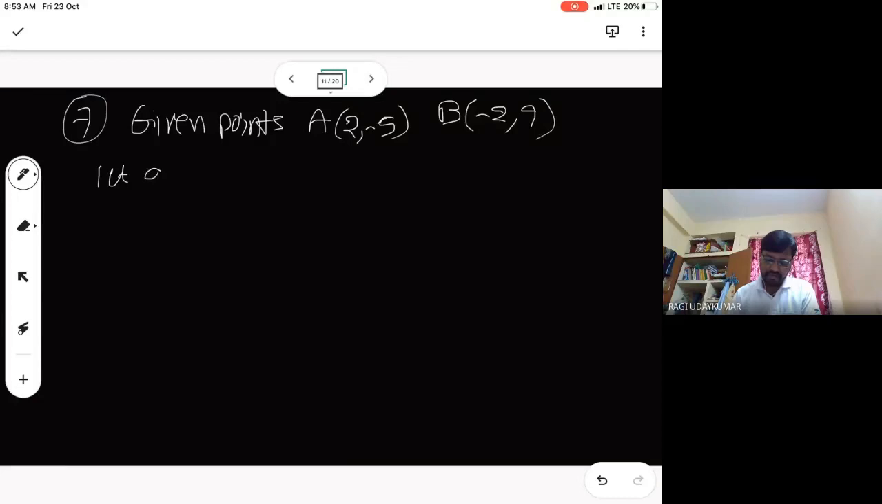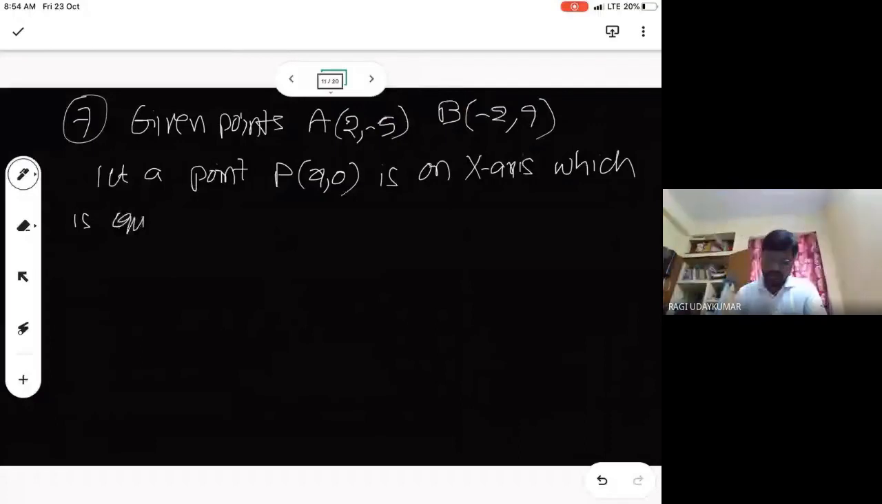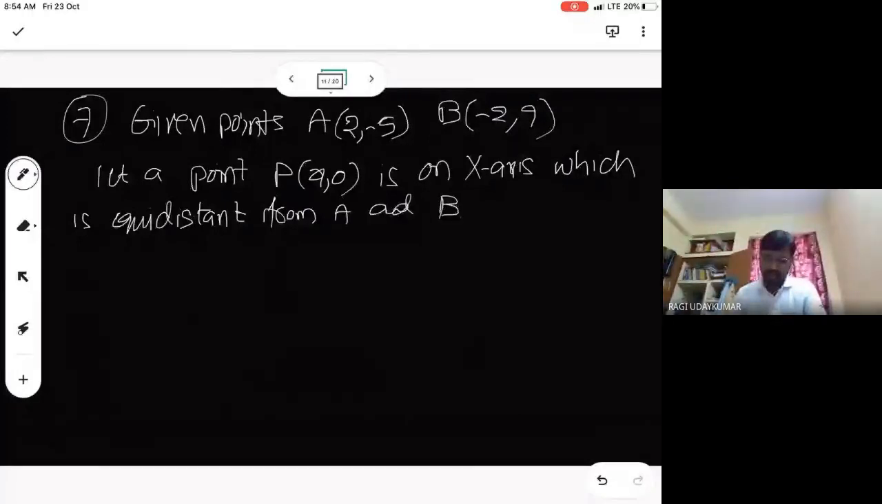Let a point P. x-axis में कैसे होगा point? Y coordinate 0 हो, so x comma 0 is a point on x-axis which is equidistant from A and B. A B से equal distance में है, so that is nothing but PA is equal to PB.